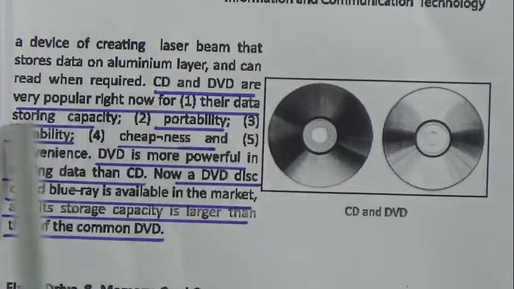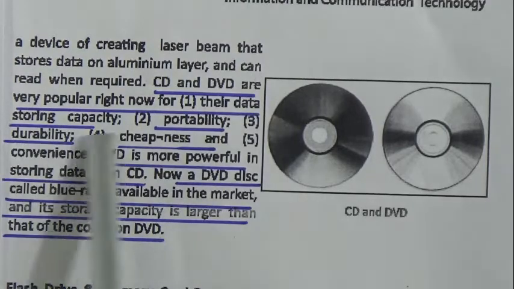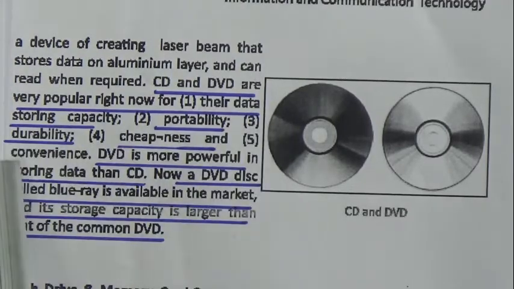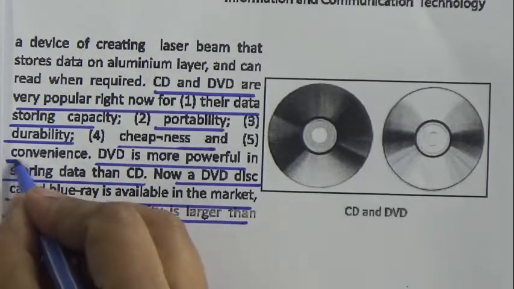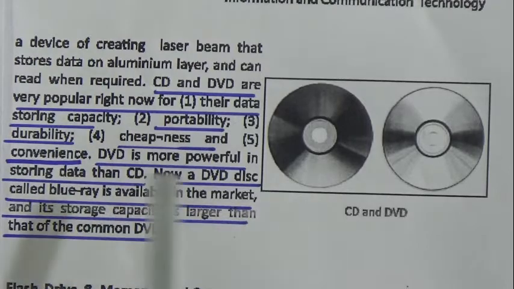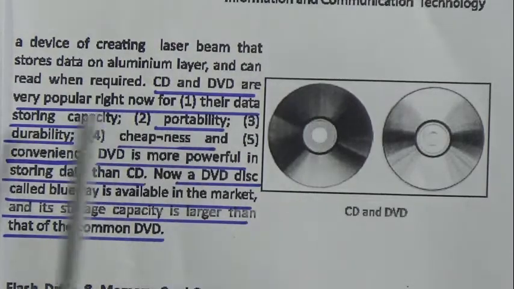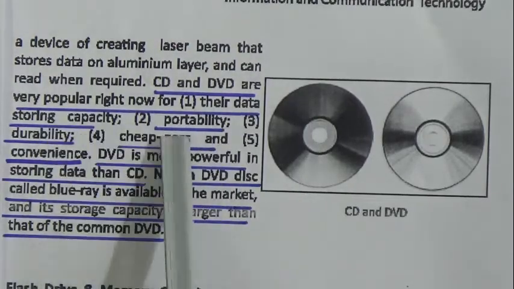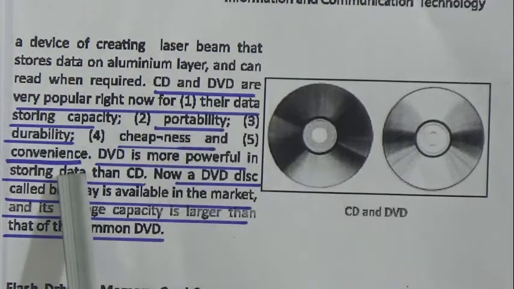CD and DVD are very popular right now for their data storing capacity, portability, durability, cheapness and convenience. This is one type of question: why are CD and DVD very popular right now? Then you will write your answer that way: their data storing capacity, portability, durability, cheapness and convenience.